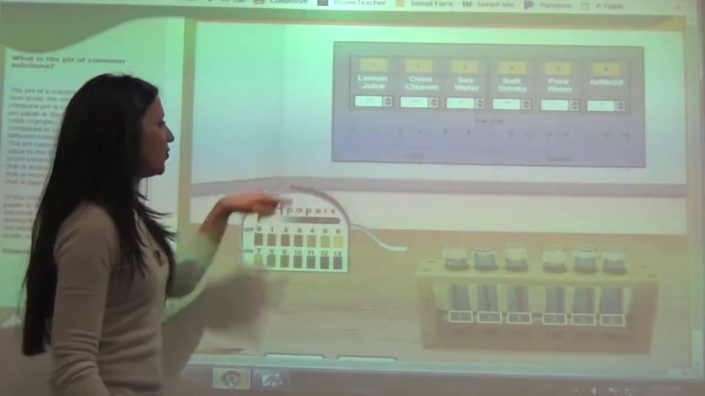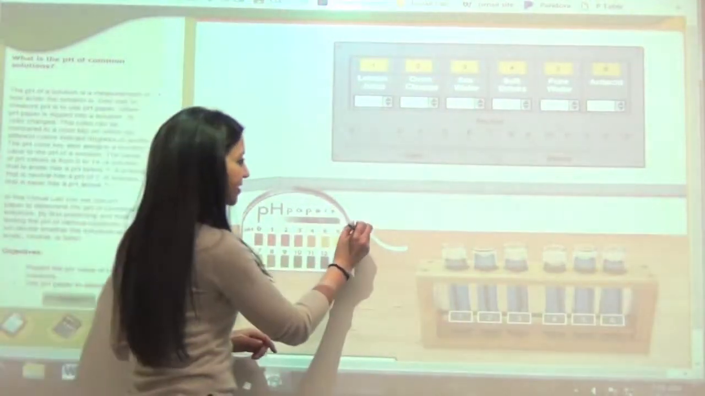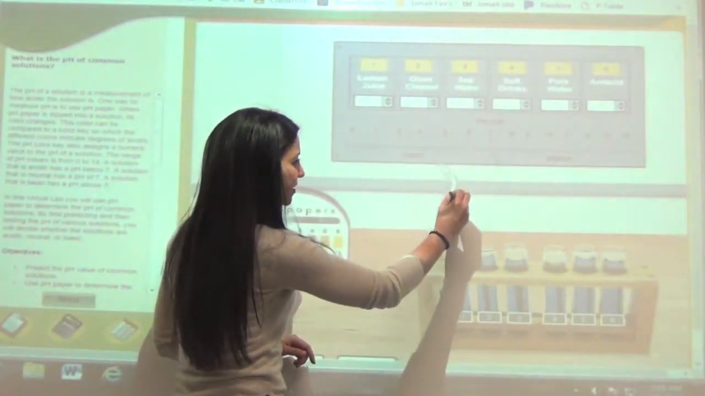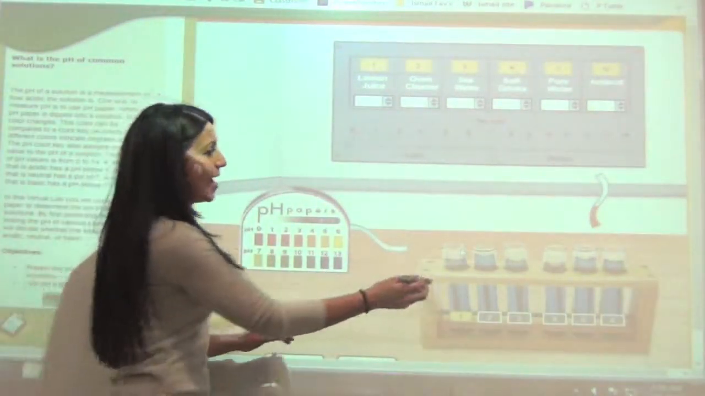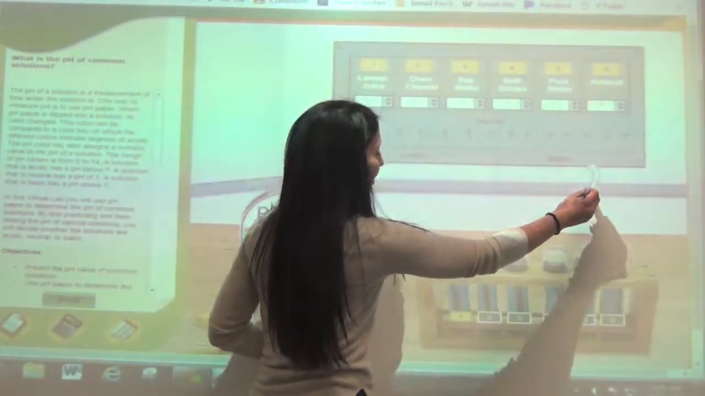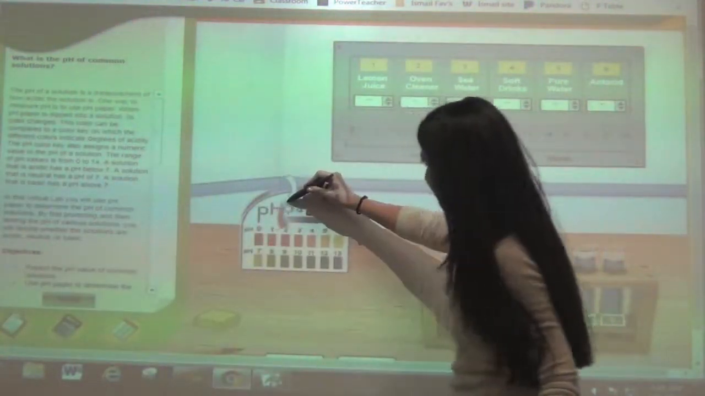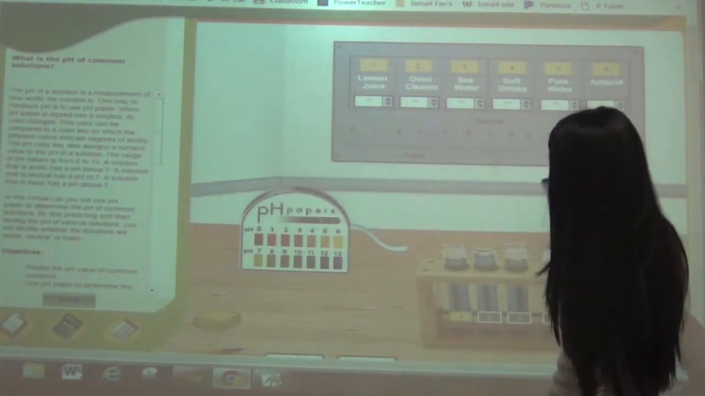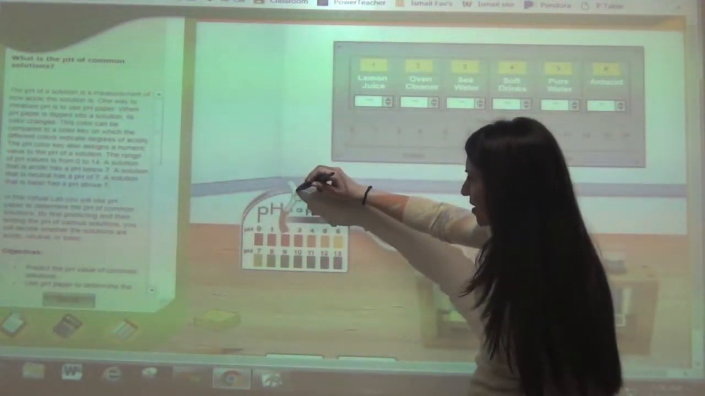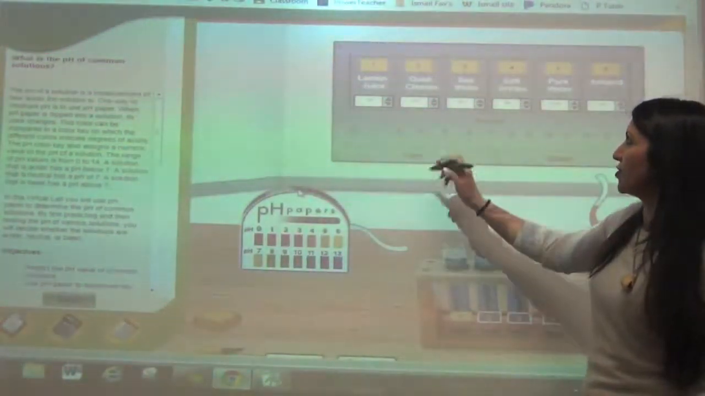So what you would do on this simulation, this is litmus paper, is take this out and drop it into one of the solutions and check to see how it changes the color. Here I would line it up with the colors over here to figure it out. This is lemon juice. It's kind of hard to see the color, but it looks like it might be a 2 or a 1, or maybe a 3. So you could line it up to figure out what the pH is.